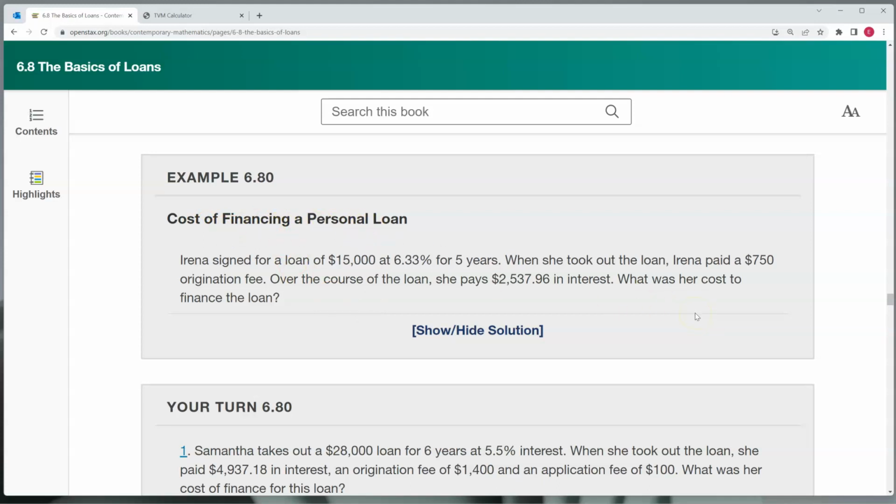In other words, you take out a loan, and you've got all these fees and stuff that you've paid. How much does the loan actually cost you at the end of the day, or at the end of, in this case, 5 years? So we've got Arena here, who signed a loan for $15,000 at 6.33% for 5 years. And she had to pay an origination fee. This is very common for larger loans, especially mortgages, having things like origination fees. So over the course of the loan, she paid $2,537.96 in interest. What is her cost to finance the loan?